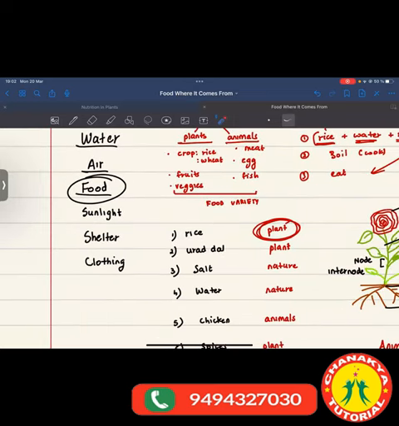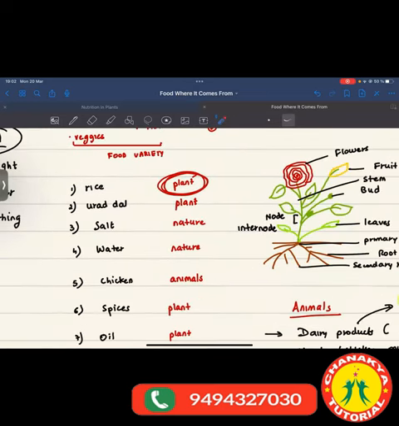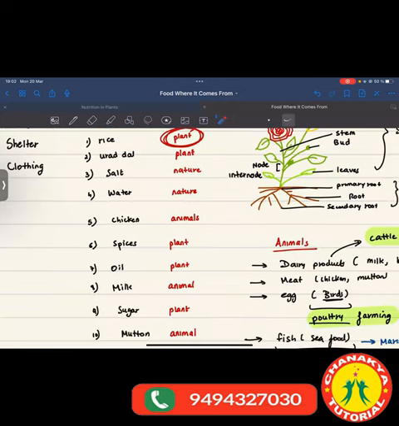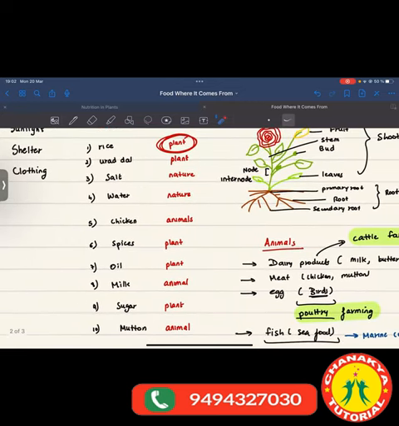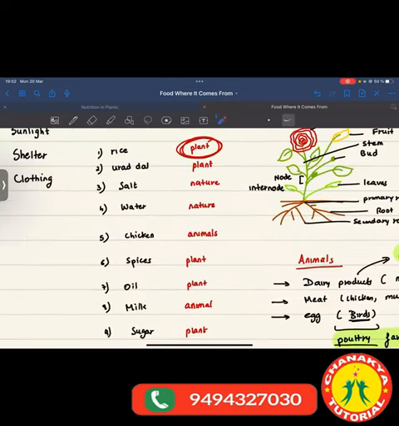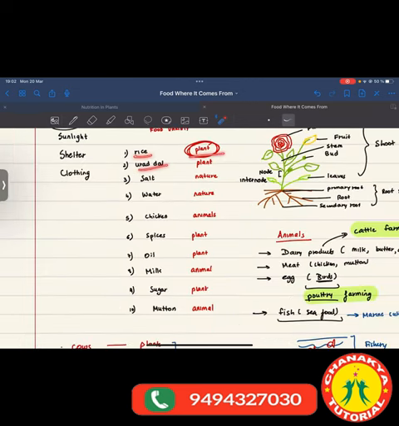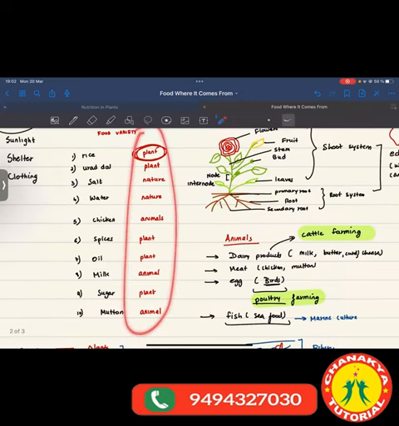You can see that we've classified all the food that we're eating into different sources of food. Rice over here, we get from plant. Urad dal, plant. Salt, it's from nature, not from a plant. Water, it's from nature again. Chicken, from the animals. Spices, from the plant. Oil, from the plant. Milk, from the animal. Sugar, from the plant. And mutton, from the animal. So these are all examples of food we get from plants and animals in nature.